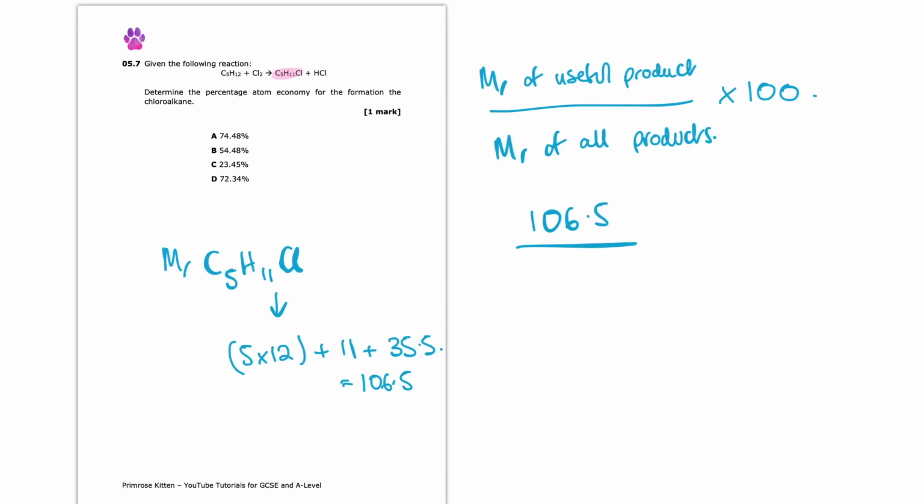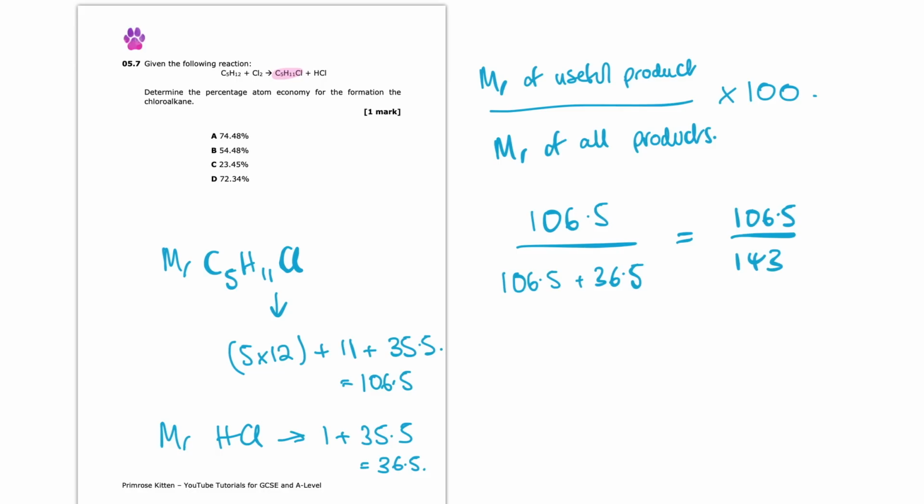And then we divide it by the MR of all the products. So the other product here is HCl, which is just going to be 1 plus 35.5, so 36.5. So on the bottom, the MR of all those products is just going to be 106.5 plus 36.5. And see how quick that was? That's quicker than working out the MR of all of the reactants there. So putting this all together here and then timesing it by 100 to turn it into a percentage, I end up making that 74.48%. So our answer there is A.